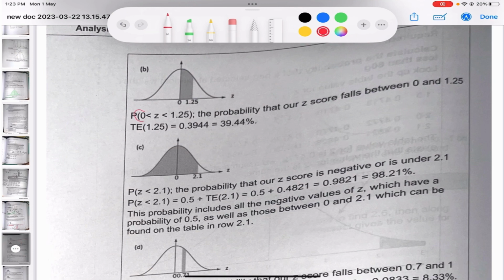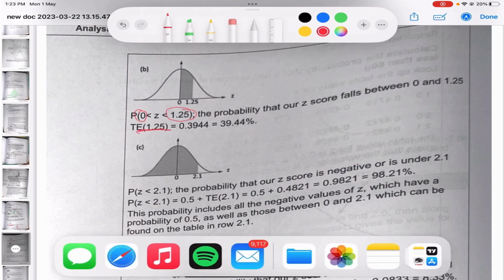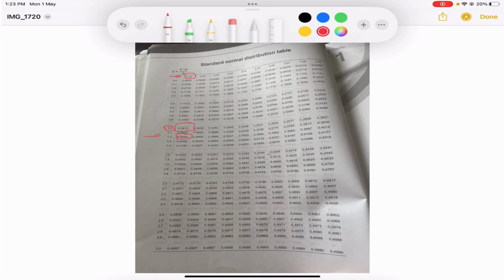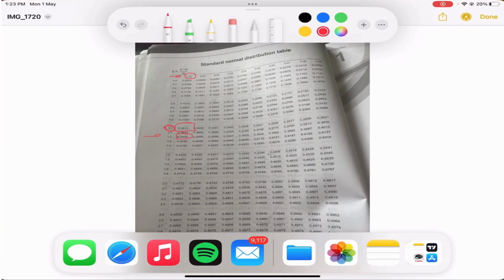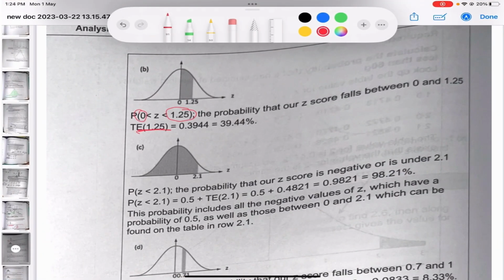Again, the value lies between 0 and 1.25. So you are going to see 1.25. 1 and 0.25. Zero and just give me a second. 1.2.